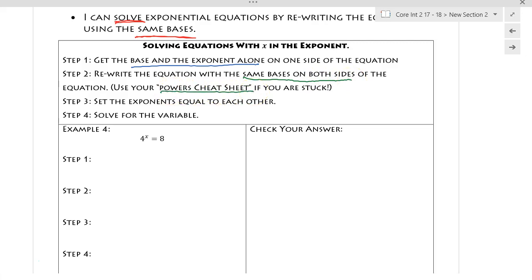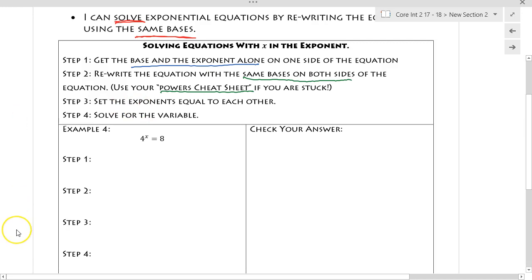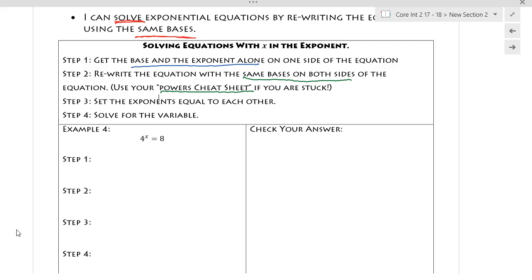Alright, so what I'm going to have you do right now is pause this video, raise your hand, and ask your teacher for the powers cheat sheet. Do that now. Alright, hopefully you all got your powers cheat sheet. You will need it for this activity. I will be referring back to it several times in the video, okay?